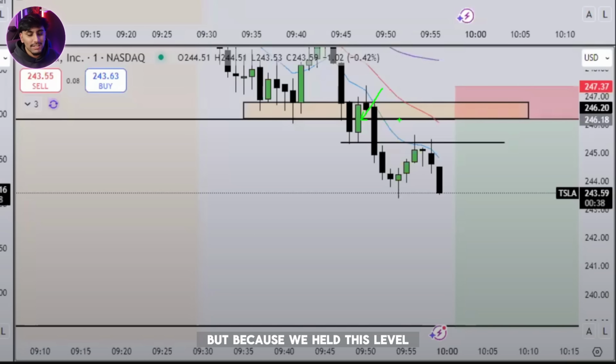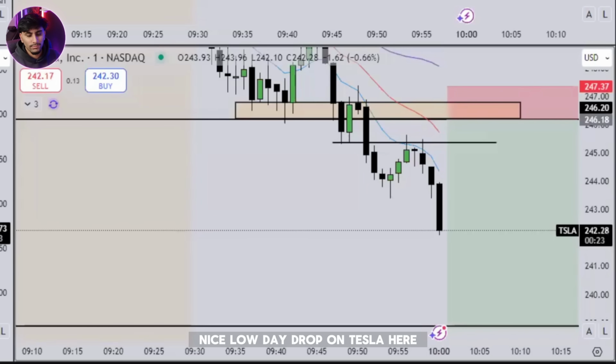But because we held this level, now this will be the sniper entry with the market structure to the downside and weak price action. Our profit target, like I said, is the previous day low from a couple days ago, and our stop loss is simply a break back above this 246.18 level. Now that I enter this trade, let's see exactly what happens when we come back down.